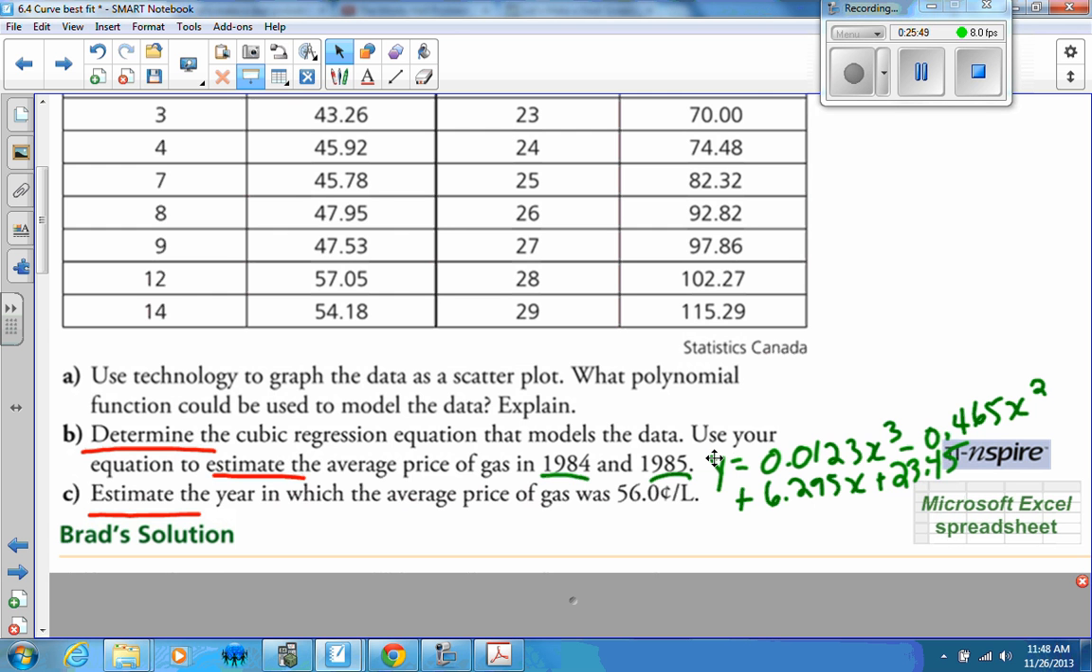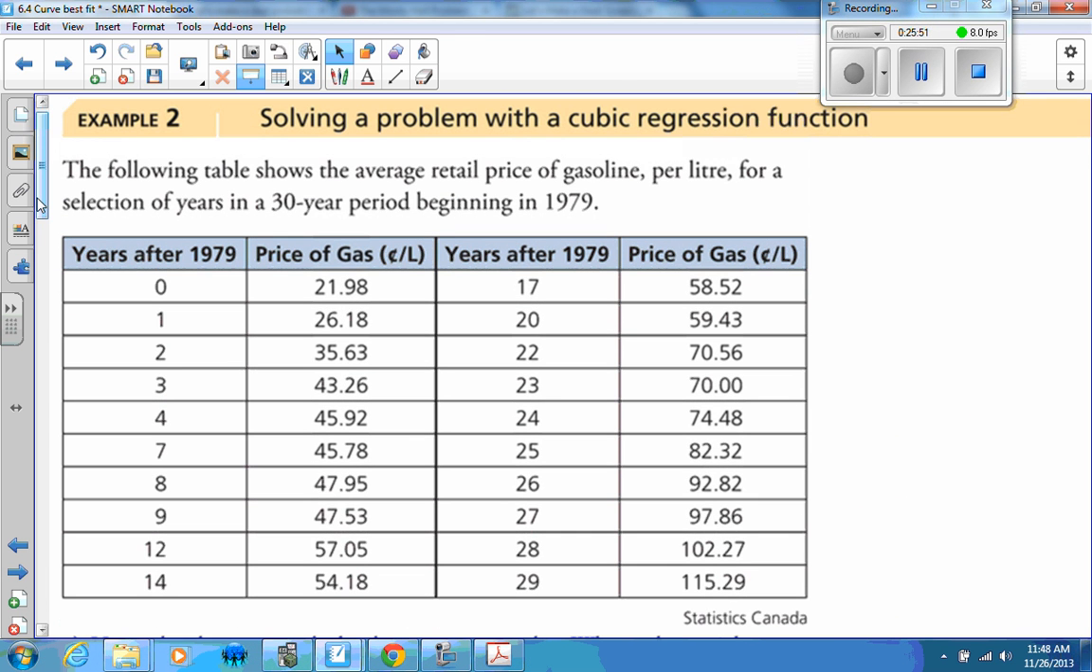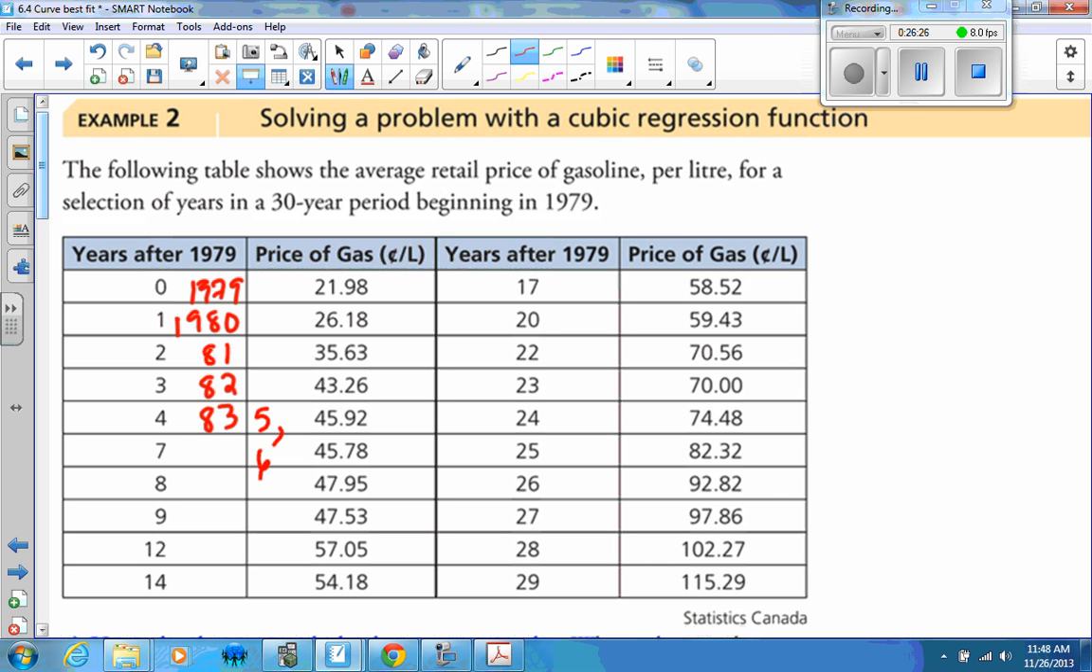So the second part of B says, estimate the average prices of gas from 1984 to 1985. Well, our data on our table that we punched in was years after 1979. So we don't actually know which number corresponds with 1984 and 1985. So how would we figure that out? I'll just start numbering. If this is 0, this is obviously 1979. This would be 1980. This would be 81, 82, 83. And then it jumps to 7. So 84 and 85 would be 5 and 6 consecutively, right?